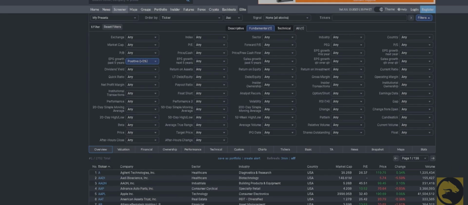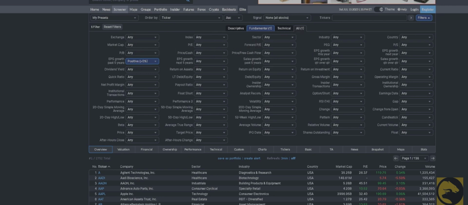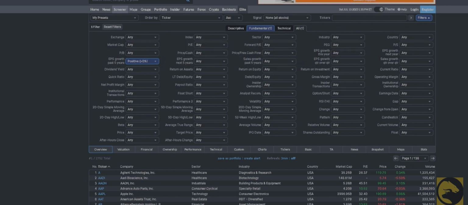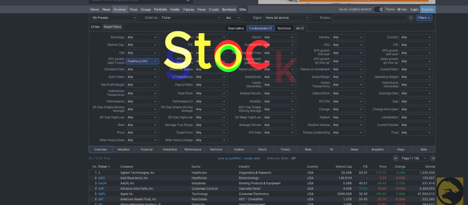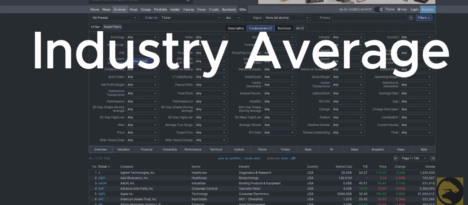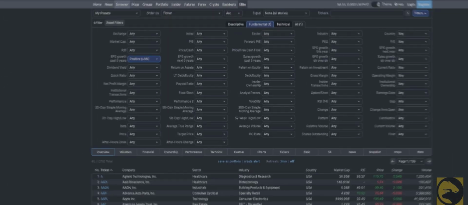The second critical factor is the price to earnings ratio, or PE ratio. This ratio compares a company's stock price to its earnings and helps determine if a stock is overvalued or undervalued. A lower PE ratio may suggest an undervalued stock. But remember to compare to its industry average. So we want to make sure we are not comparing different industries based on their PE. You have to look at their PE against the industry average.